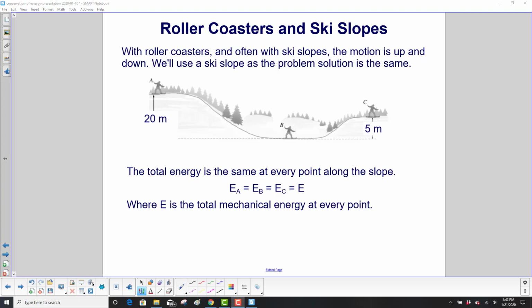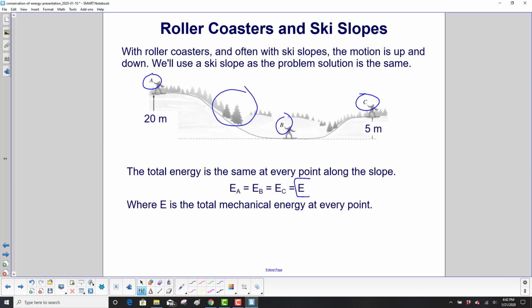With roller coasters, and often with ski slopes, the motion is up and down. We'll use a ski slope as the problem solution is the same, and this time we get to look at some nice evergreens in the background. The total energy is the same at every point along the slope. Here's point A, point B, point C.